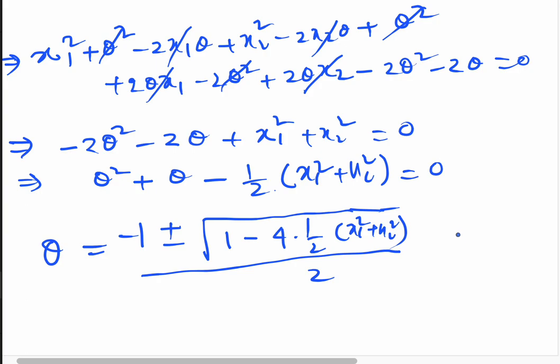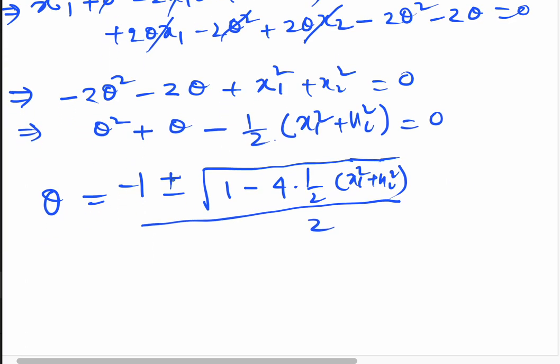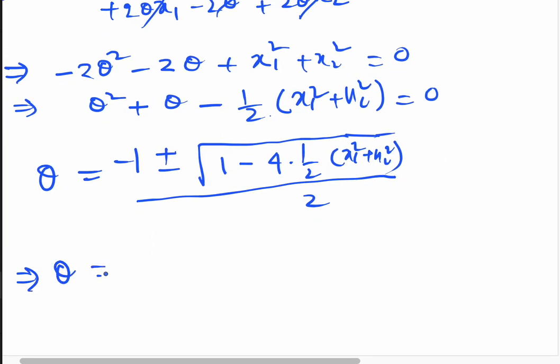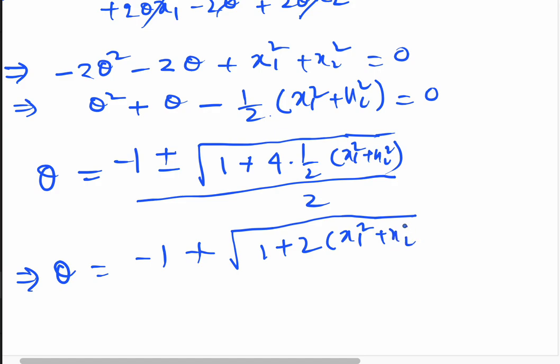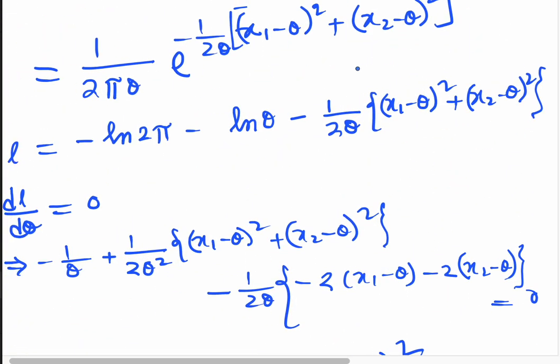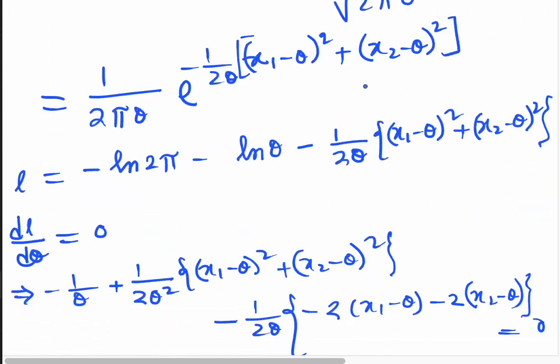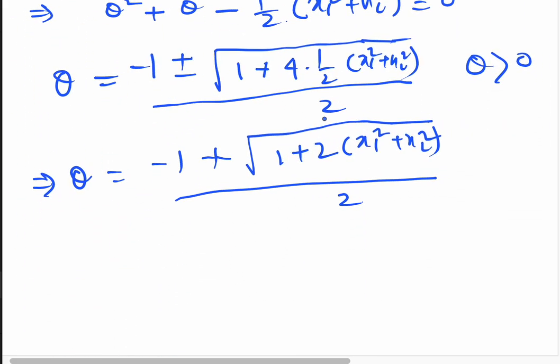But you see, theta's value cannot be negative, so theta has to be equal to minus 1 plus root over of b square minus 4ac. This will be minus 1 plus root of 1 plus 2 times x1 square plus x2 square by 2. Theta has to be greater than 0 because sigma square is theta. Variance cannot be negative.